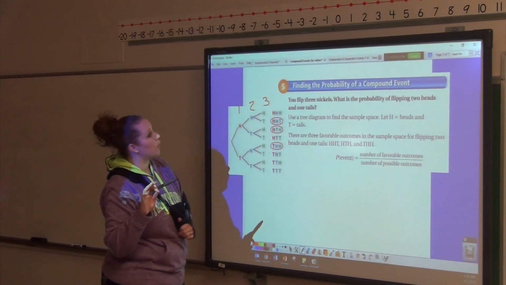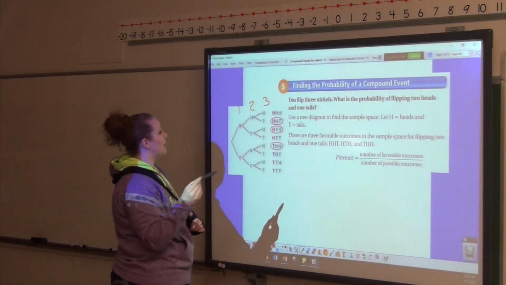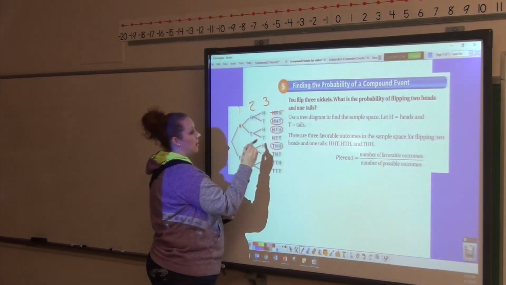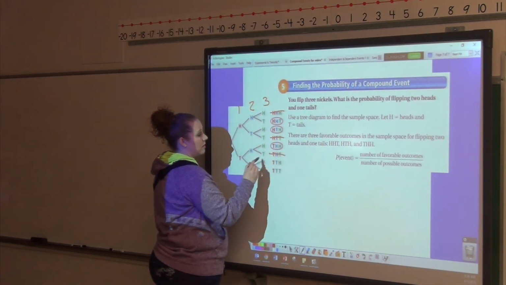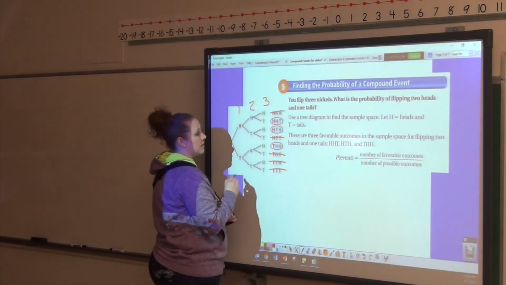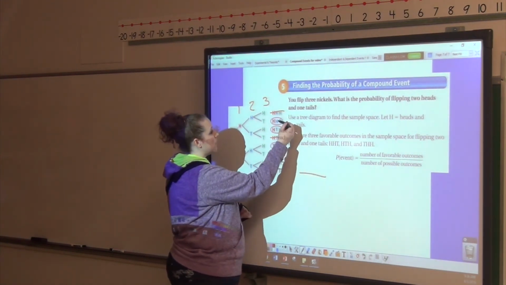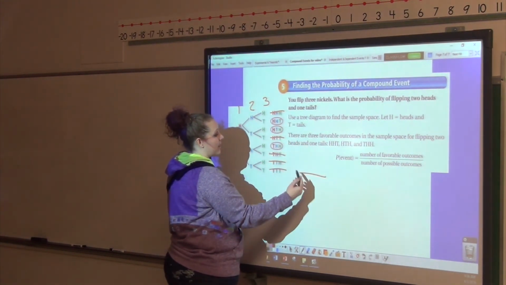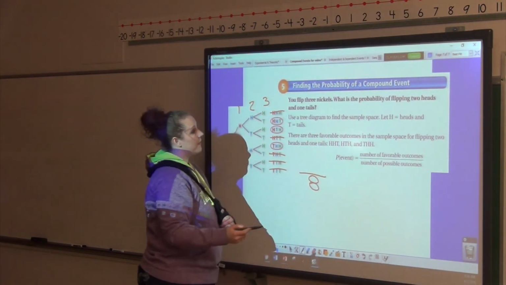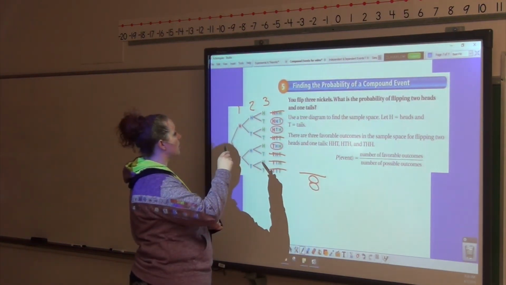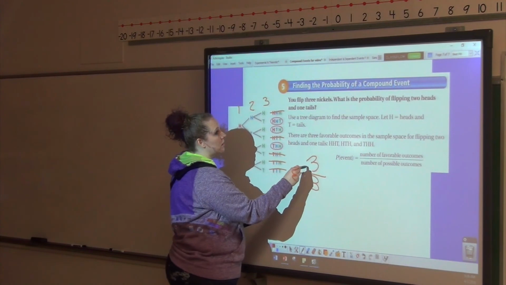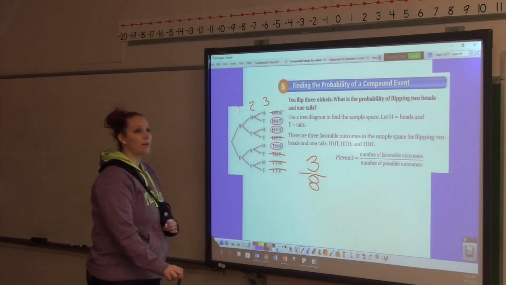So we are looking for 2 heads and 1 tail. This one is all heads, heads and 2 tails, heads and 2 tails, heads and 2 tails, all tails. So we have how many possible outcomes? 1, 2, 3, 4, 5, 6, 7, 8. And then we have got 3 that are 2 heads and 1 tails.